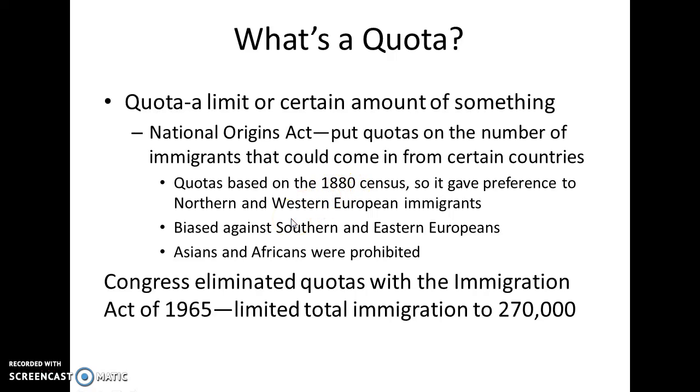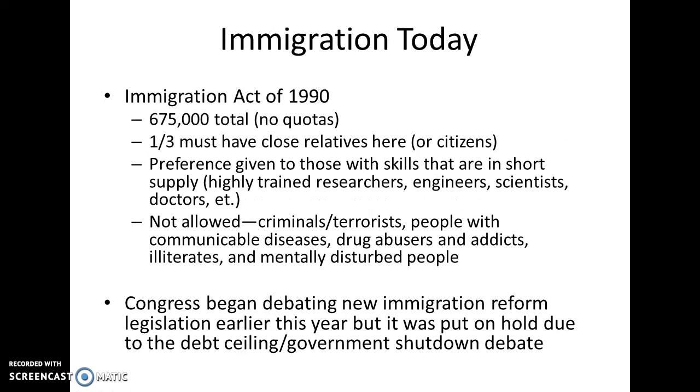So they put a quota on where people could be from when they were coming into the United States. That's what the National Origins Act is, where you originated from. Okay? And we had quotas all the way up until 1965. Then they took the country quota out and said, we're just going to allow a total of 270,000 people. Doesn't matter what country you're from, but you're only going to get 270,000.